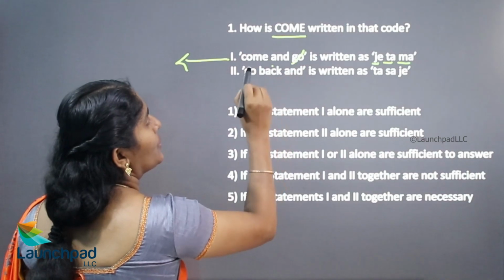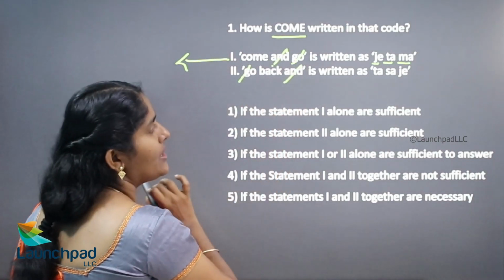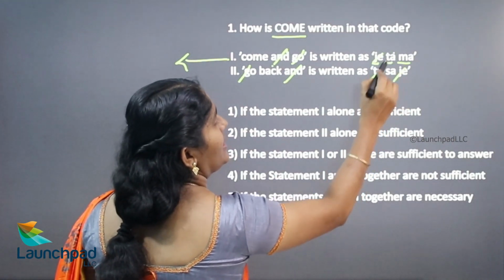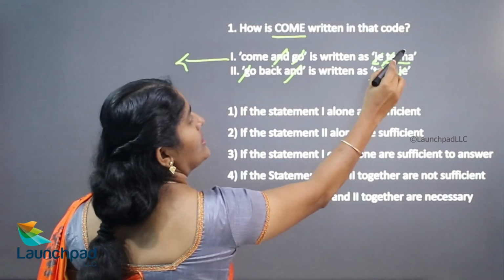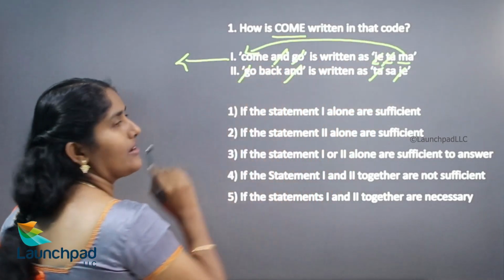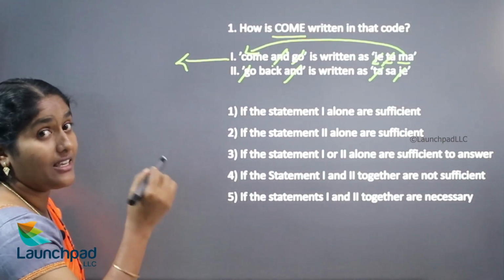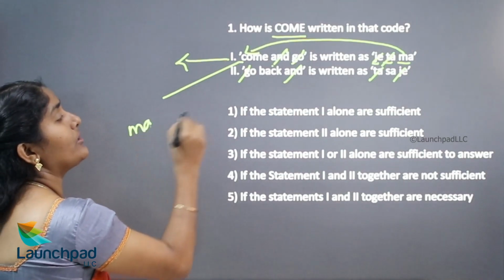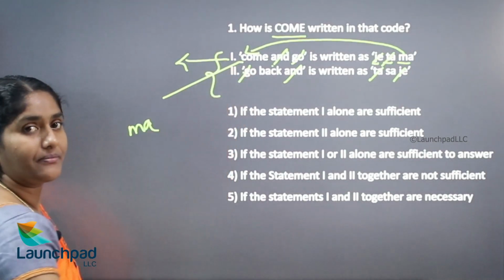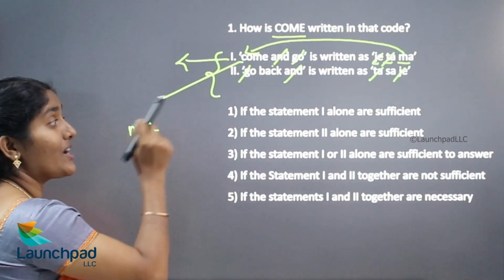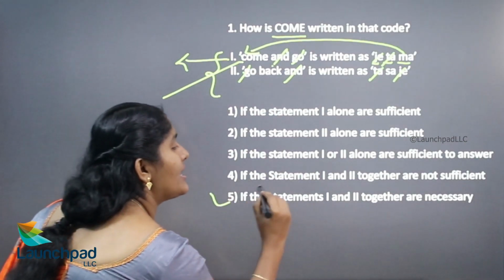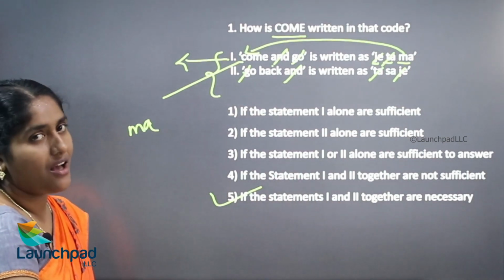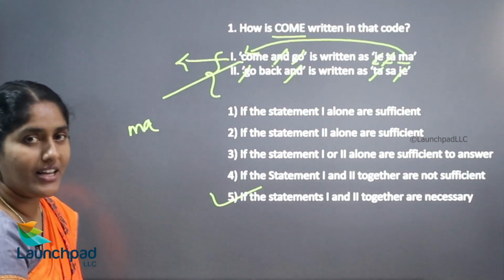Go, and. Okay, what is the common code here? J-E-T-A-T-A. The remaining code, M-A, is for the word "come". So we can say the answer M-A for "come" by using both the statements together. So the answer for this question is that statements 1 and 2 together are sufficient, are necessary. Okay, we'll move on to the next question.